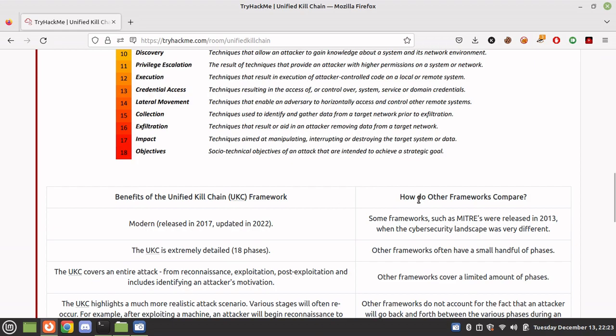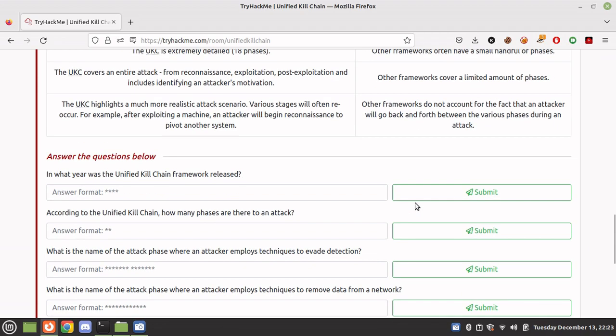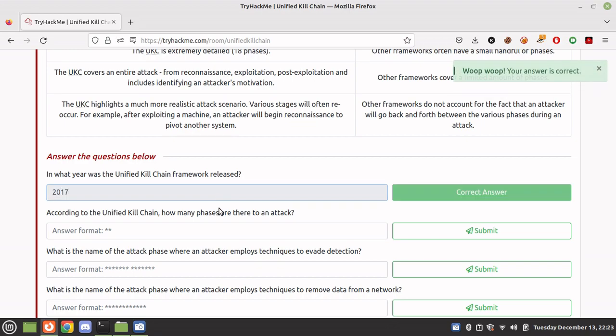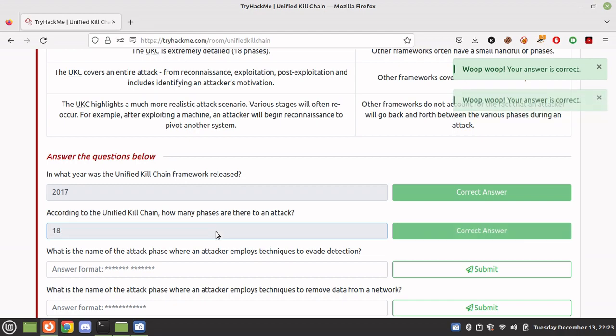compared to other frameworks. So basically you can read that. I'm not going to read it right now. It was released in 2017. According to the unified kill chain, how many phases are there to an attack? Basically 18.